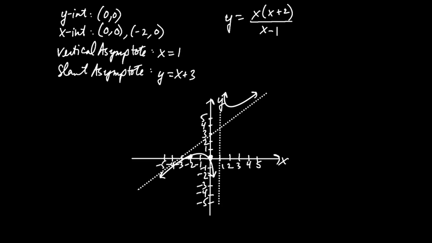Okay, so that's how we graph special rational functions that have holes or slant asymptotes.